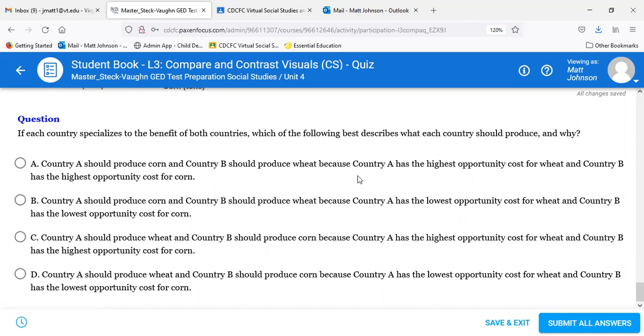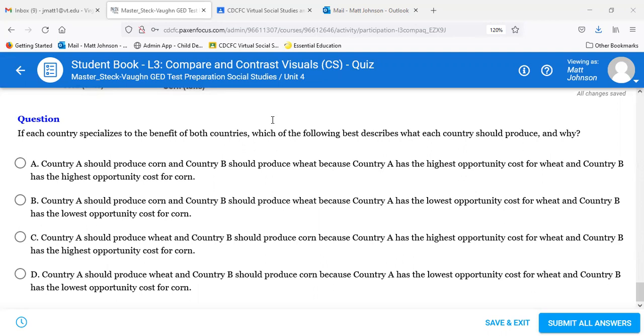If each country specializes for the benefit of both countries, which of the following best describes what each country should produce and why? A, country A should produce corn and country B should produce wheat because country A has the highest opportunity cost for wheat and country B has the highest opportunity cost for corn. B, country A should produce corn and country B should produce wheat because country A has the lowest opportunity cost for wheat and country B has the lowest opportunity cost for corn.